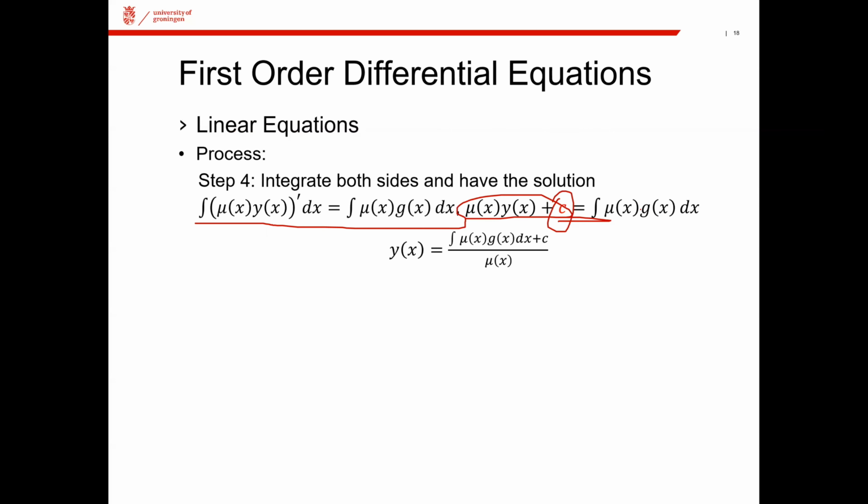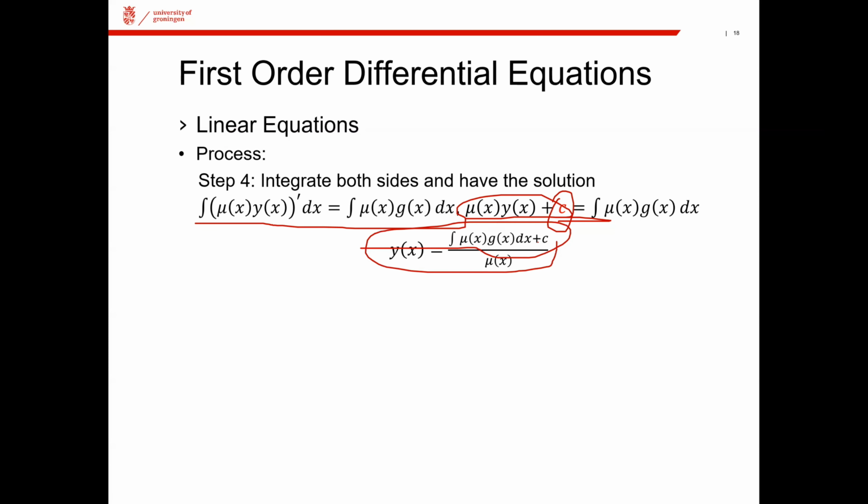And then we cannot solve the right side right now because we don't know any information about mu x and g x. But in real questions, after we know the functions of mu x and g x, we can solve the right side as well. After the calculation, we move the constant to the right side and divide by mu x on both sides. We can have the solution here.